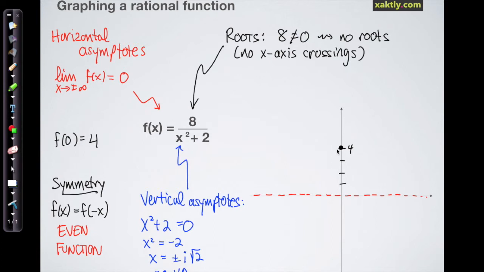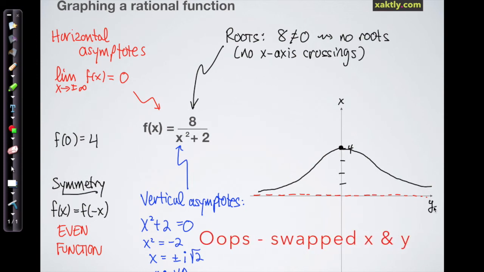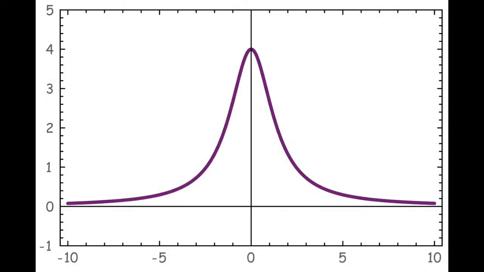I think that's enough to sketch the graph. It has to go through y equals 4. It has to be symmetric around the line x equals 0. And it has to approach the horizontal asymptote as x gets larger. So it has to look something like this. Finally, here's a plot of the function made with Mathematica.